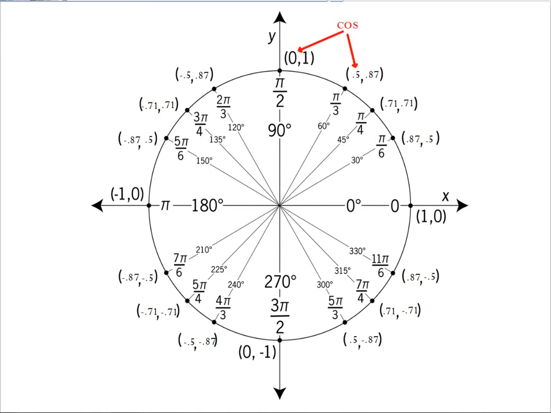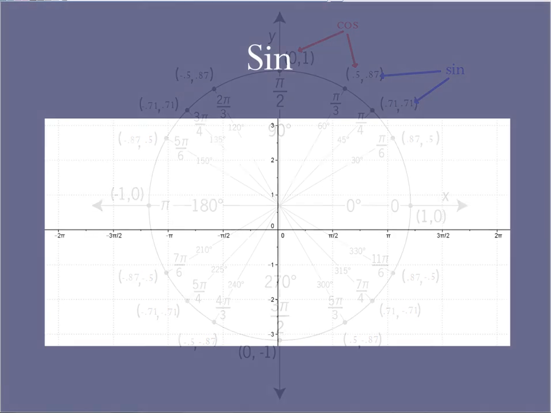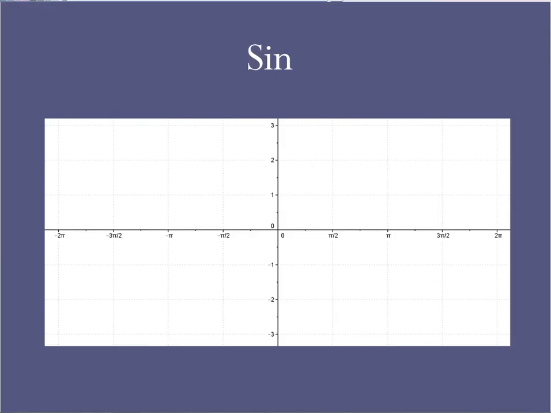Quick reminder that the first value we used the cosine of either the degree measure or the radian measure to get the x coordinate for every point. And we used sine of the degree or the radians to get the second value or y value. So when we put the sine values on the graph, we're just taking those second coordinates.